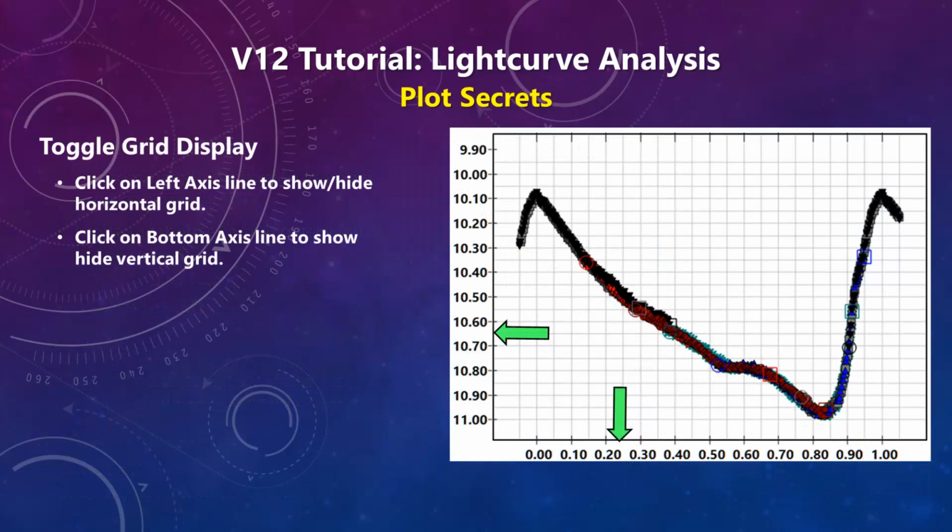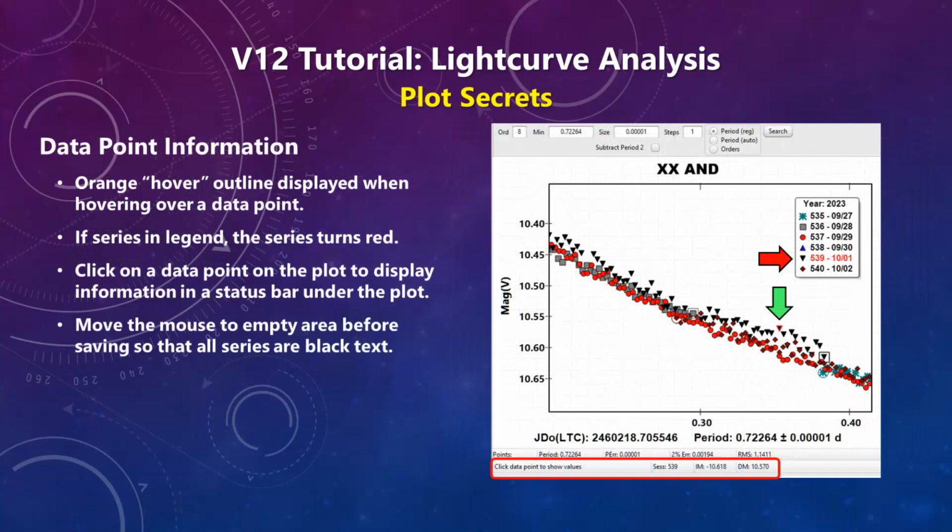To show or hide the grid for the plot, click on the left axis line to show the horizontal lines and the bottom axis line to show the vertical lines. If showing, the grid is saved with the plot. If you hover over a data point on a plot, a fuzzy orange outline appears for that data point. If the point is in a series being shown in the legend, then the text for that series in the legend changes to red. Clicking on a data point in most plots will display information about the data point in a status bar below the plot. The information displayed depends on the plot.